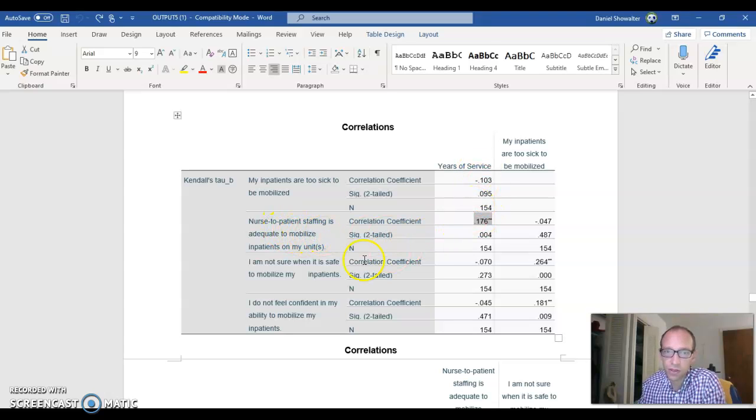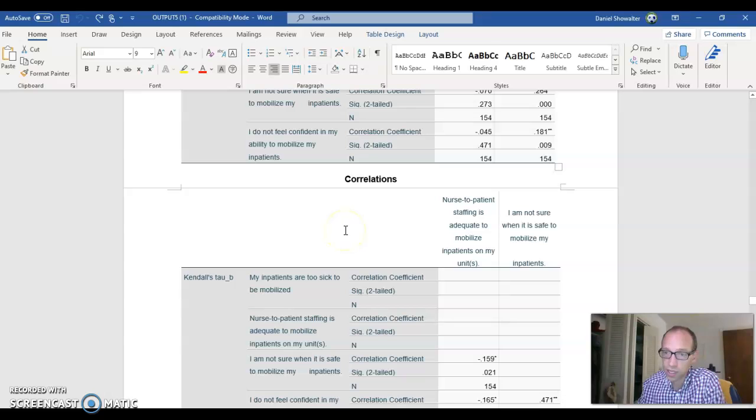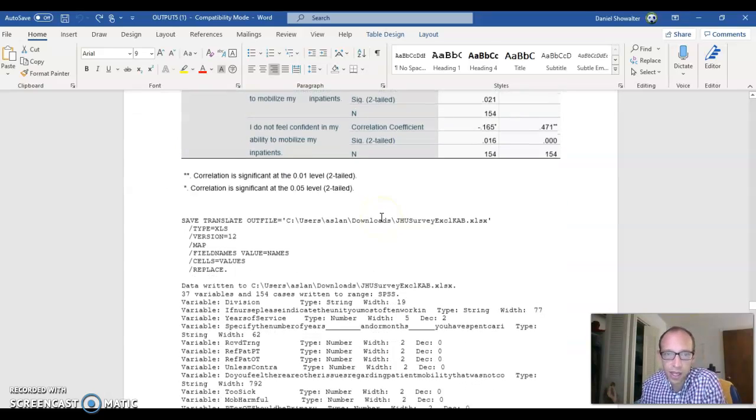So the more years of service, the more they tended to say that the staffing was adequate for mobilizing inpatients, and vice versa. The fewer the years of service, the less likely they were to say that.